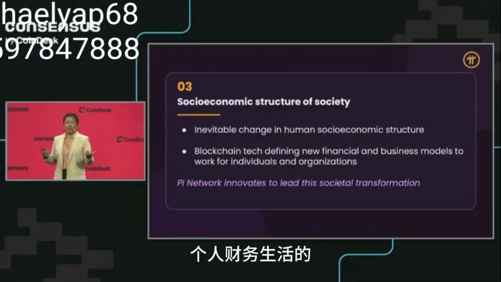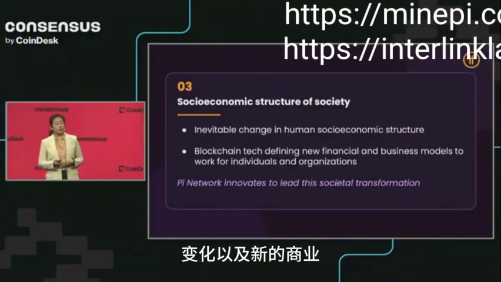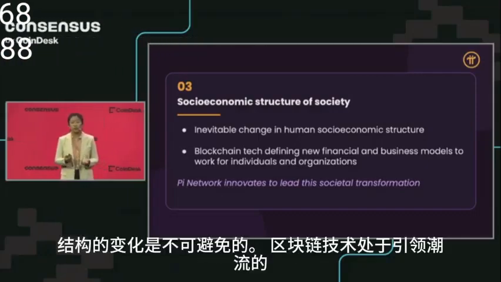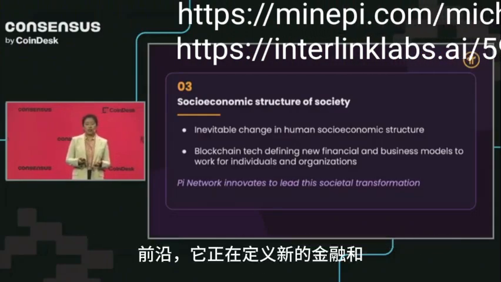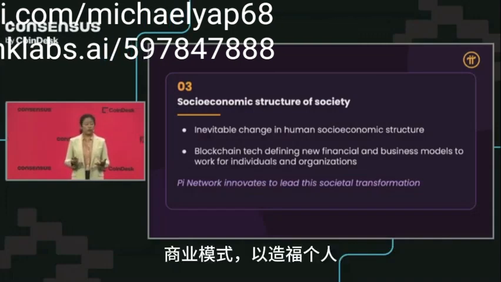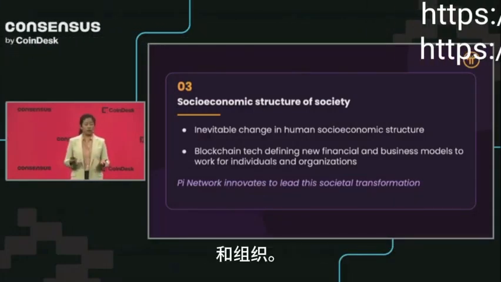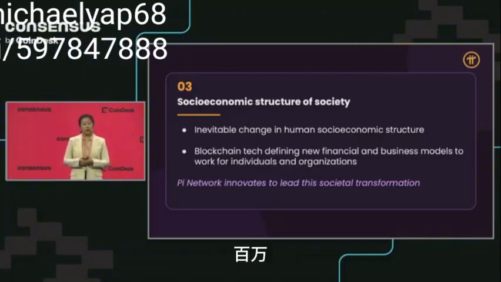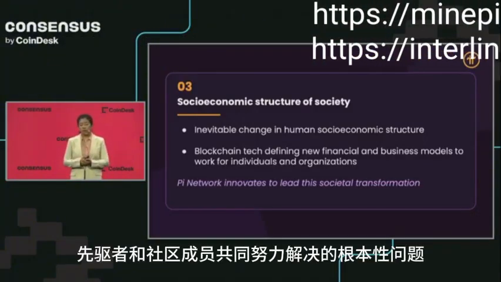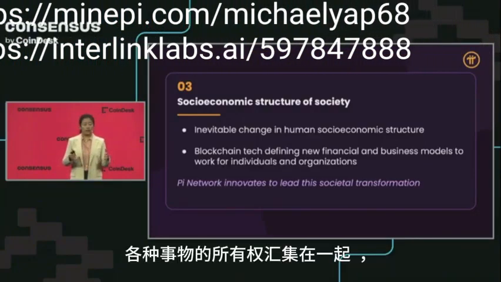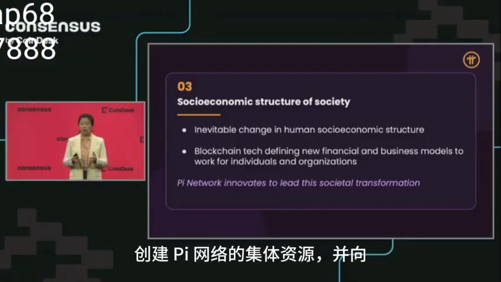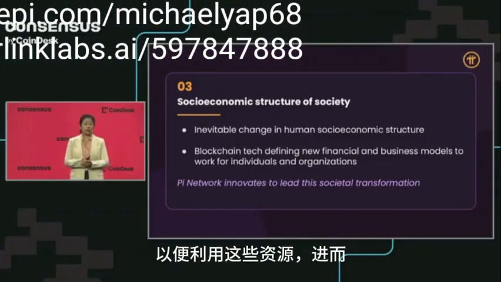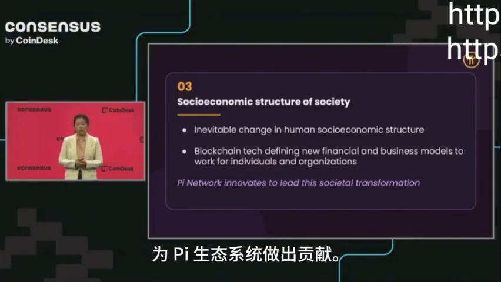With individual financial life changes and also new business models, it's inevitable that there will be change in human socio-economic structure. Blockchain technology is at the forefront of defining new financial and business models to work for individuals and organizations. These are fundamental problems that Pi tries to solve, along with millions of pioneers and members of the community all over the world, pulling together the ownership of various things to create the collective resources of Pi Network, open to different businesses to tap into those resources and in turn contribute back into the Pi ecosystem.